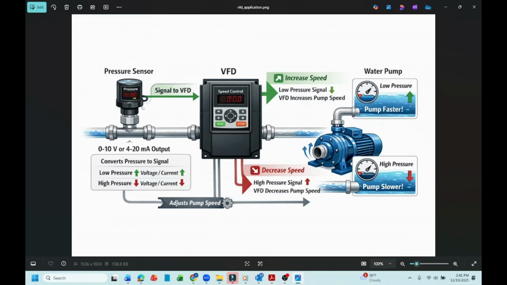Whenever you have a high pressure, the sensor senses that, and whenever you have enough pressure, technically you don't need to pump too much. That's why this sensor, whenever the pressure is high, decreases the signal. That means the signal goes down, voltage or current. Then in the same way, the VFD frequency goes down, and technically this pump decreases the speed and pumps slowly. So that's the main application of that.